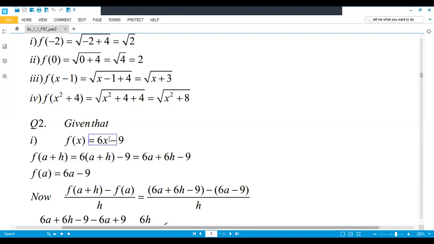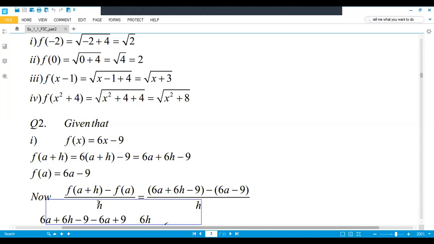Now in place of x in the given question, you have to put a. So f of a is 6a minus 9. This is the question, what you are going to find: f of a plus h minus f of a, divided by h.